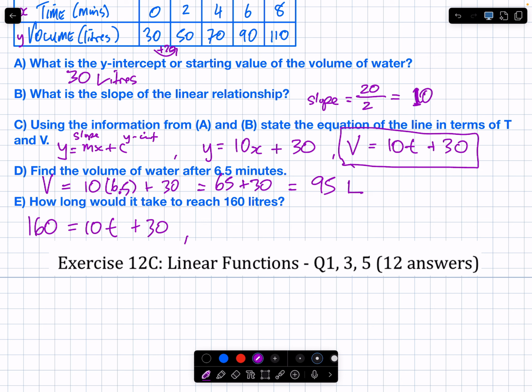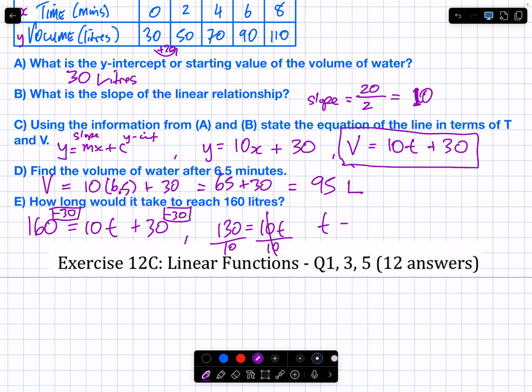Subtract 30 from both sides. I'm going to write it in a little brick there. If I've taken 30 from both sides, is there going to be a 30 left on the right-hand side anymore? What's going to be left on the right-hand side? 10t. 10t equals, what's 160 take 30? 130. What's that 10 doing to t? So the opposite of timesing by 10 is dividing by 10. Divide both sides by 10.